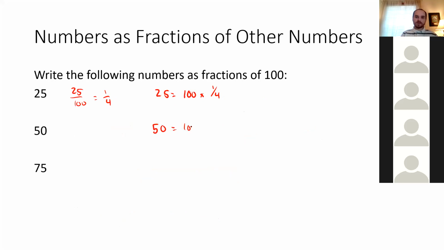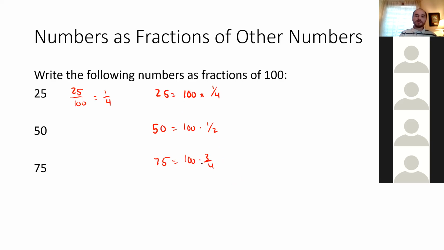50 equals 100 times 1/2. And 75 equals 100 times 3/4. I could put 50 as 2/4. That works fine. I just reduced it to 1/2. The most simple version of it is 1/2.